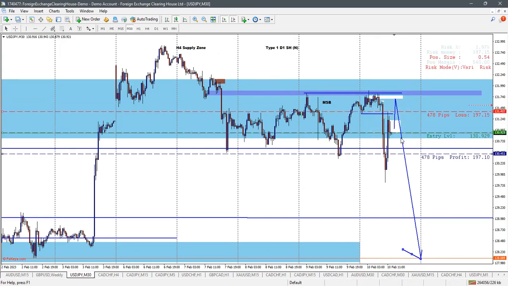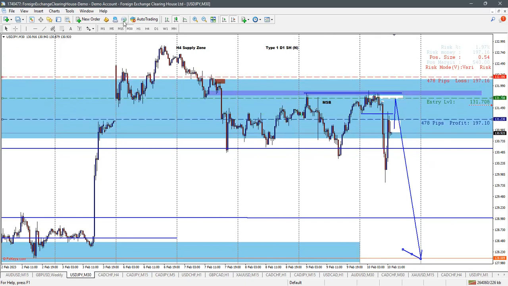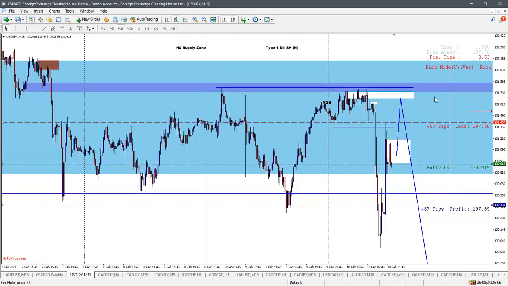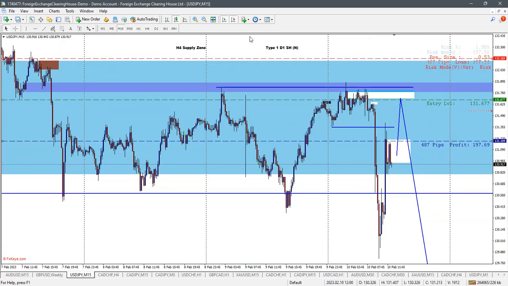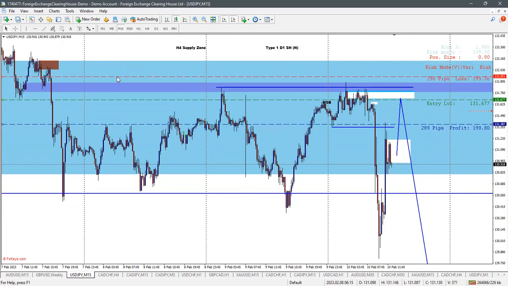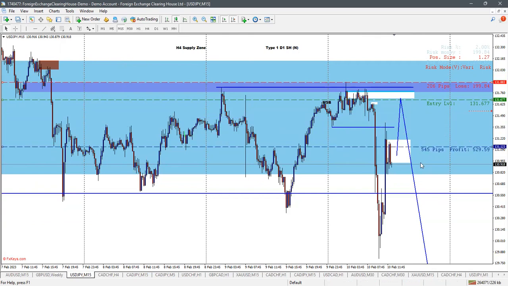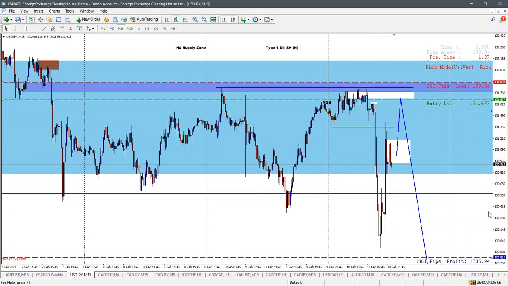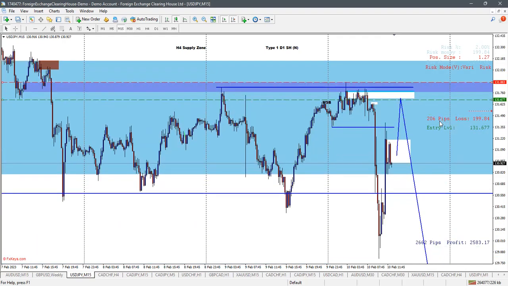Now, with this account, if I do an entry from here, let's go down to the 15. If I get an entry from here, which is where I'm looking for, my stop loss is above this wick here, then risking 2% for me will put me at 1.27 lots. And by the time, way before I reach the target, I should be at a reasonably sized amount of profit. So I'll be looking to take a trade like that.